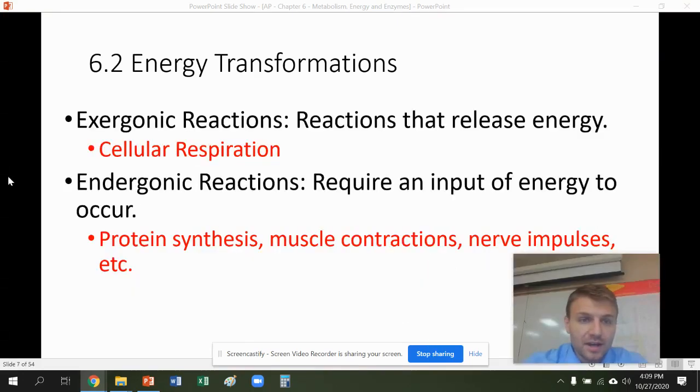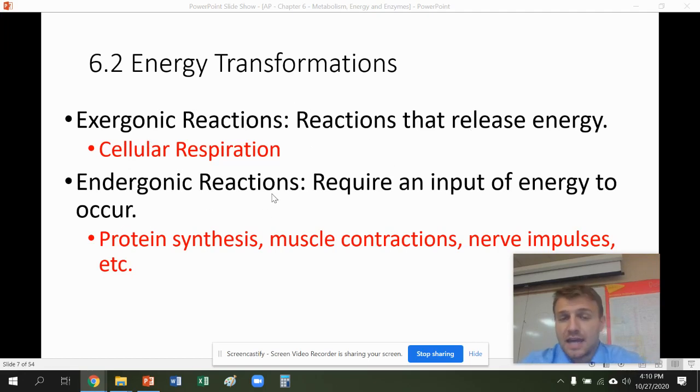Two more types of reactions that we're going to go over, and I'm sure you've heard these before: exergonic reactions and endergonic reactions. These are important for CHS. So if you're a CHS student, you'll want to pay close attention to the next couple slides. With exergonic reactions, you have a reaction that releases energy. Think about cellular respiration. You're taking glucose and breaking it down, releasing that energy.